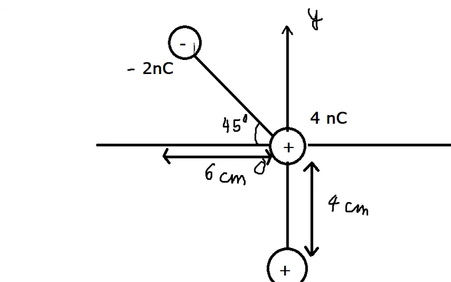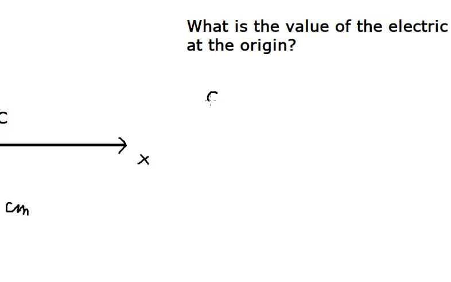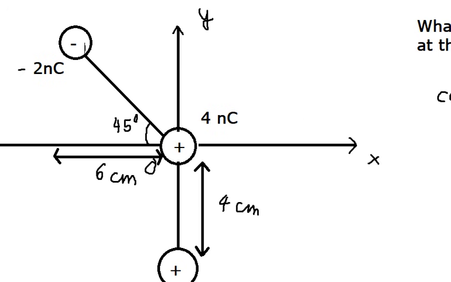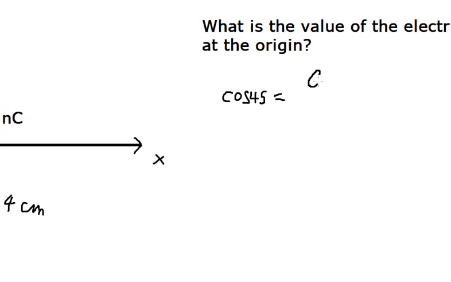If we look carefully, we can draw this one going here, and this is just like the right triangle. If we want to find the distance between this one and this one, you need to use cosine 45. So we got cosine 45 equals 6 centimeter divided by d. So I put d number 1 and d number 2.